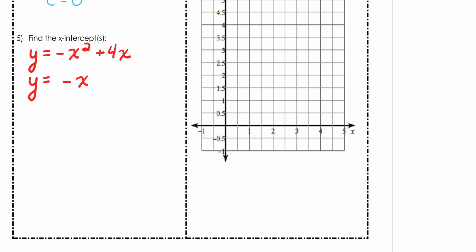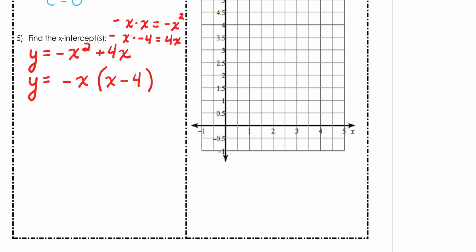I'm going to factor out a negative x, which leaves me with x, right? Because negative x times x is going to give me negative x squared. So that makes sense for that first term. And then if I factor out a negative x from 4x, I'm going to get a negative 4, and I'm not going to have any x left over, which again should make sense because if I do negative x times negative 4, the two negatives are going to become a positive, and then I'm going to have the x come along.